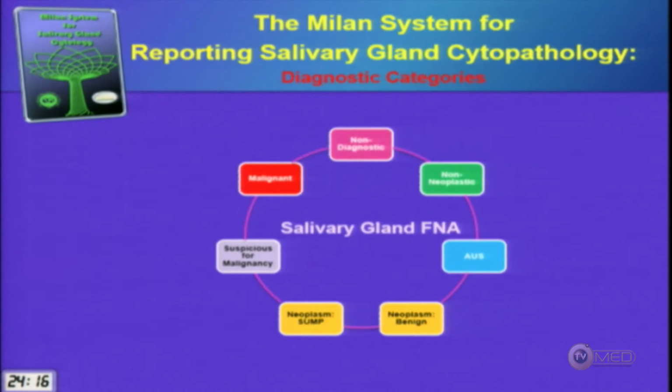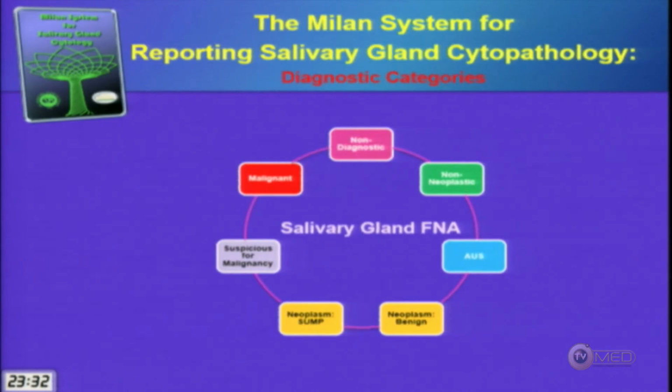So what are the diagnostic categories, the reporting categories in the Milan system? They include non-diagnostic, non-neoplastic, AUS. I think you're all familiar with AUS from the thyroid Bethesda system. It basically means atypia. And then we have two neoplasm categories, benign neoplasm, and this one that has the acronym SUMP, which just means it's a neoplasm of uncertain malignant potential. Okay, I'll explain it more in just a moment. The next one is very familiar to all of us in the room, suspicious for malignancy, and then malignant.